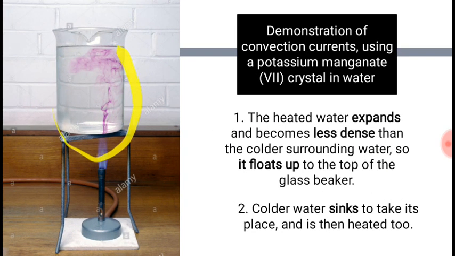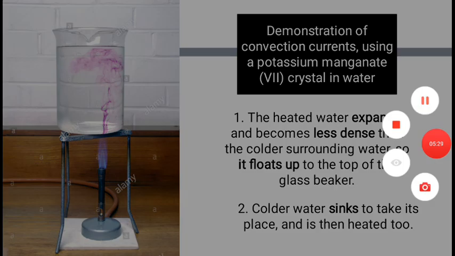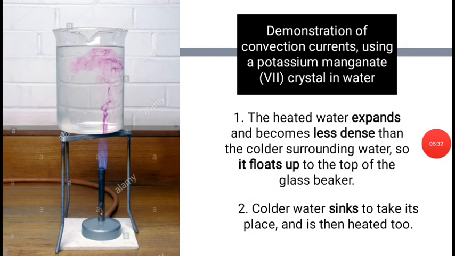So this is a very good example of how convection happens. See, this is a beaker full of water, and there is a chemical known as potassium manganate. It's pink or purple in color. When it is put inside and you heat this beaker, the water gets heated up, and the heated water expands and becomes less dense than the colder surrounding water. So it floats up to the top of the glass beaker. Now what is the use of putting this potassium manganate?